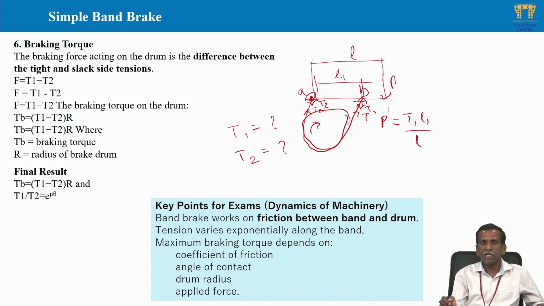So the key understanding required here is that a band brake works on friction between band and drum. Tension varies exponentially along the band, as we have seen in the relation T1 by T2. So maximum braking torque depends on coefficient of friction, angle of contact, drum radius, and applied force. So this is a very simple understanding of this band brake. We will see some numerical exercises on this, as well as other types of band brake, differential band brake, and band and block brake, the combination of these two, in coming lectures.